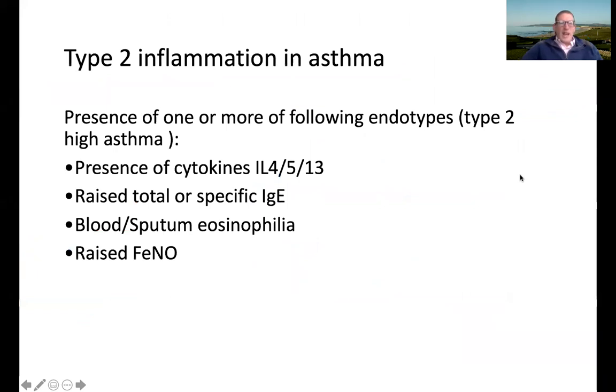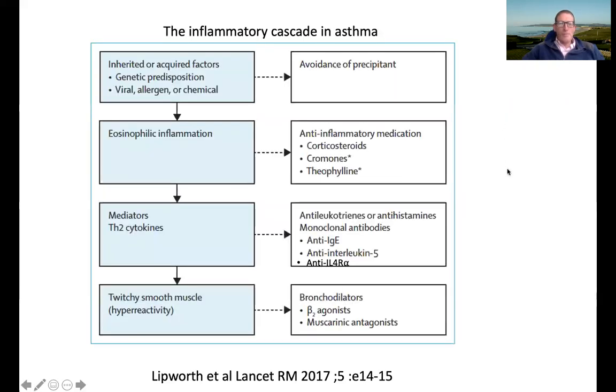So just to recap, type 2 inflammation in asthma is the presence of the following endotypes: cytokines which are raised, 4, 5, and 13, raised total or specific IgE, usually both, the presence of eosinophilia in blood or in sputum, and the presence of raised fractional exhaled nitric oxide, which is a point-of-care test for measuring type 2 inflammation, which we'll talk about later on in the pulmonary function lecture.